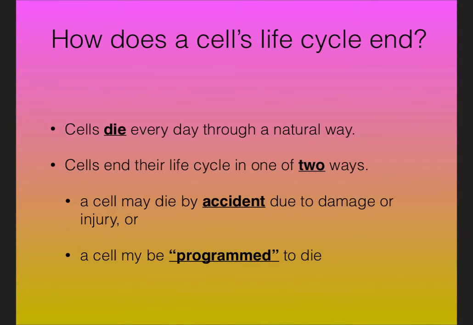So eventually cells will die. Now cells can die in one of two ways, okay? It can either be an accident, so there's some sort of damage or injury to the cell because of something that occurs in your life, and so it dies by accident, or when it doesn't die by accident, eventually it reaches that point and it is programmed to die. So right now we're going to go into a little bit of detail as to how a cell dies by programming.